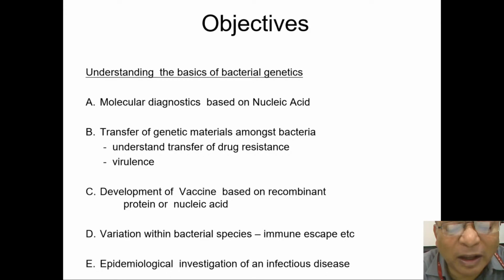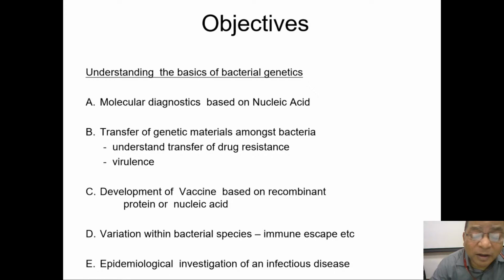Why does the bacteria undergo variation? They undergo variation because that helps them to escape the immune response. And lastly, it will also help you to understand the epidemiological background of an infection. For example, again, if you look at the spike protein of the coronavirus now, say that there may be multiple types circulating all over the world.